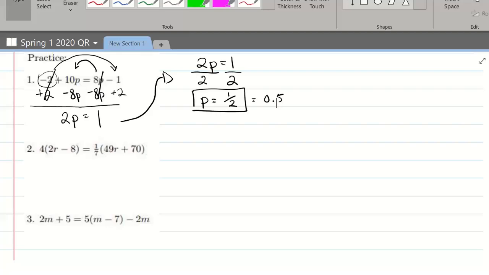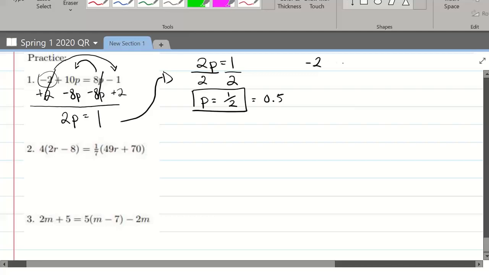So if you want to do this in 2 steps, that's perfectly fine. So I'm going to do it here really quickly. Minus 2 plus 10p equals 8p minus 1. Again, the first step is moving the variables to one side, and you want to move the smaller count, not the bigger count. This gets rid of the 8p. You get minus 2 plus 2p is equal to minus 1, right?